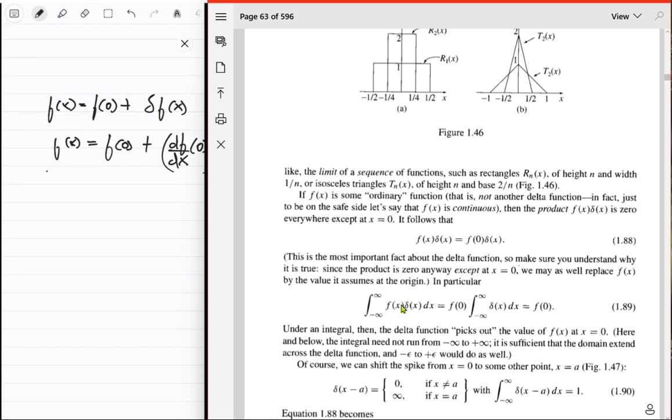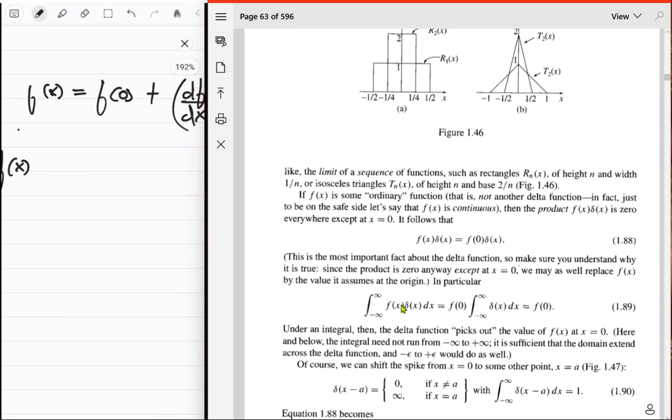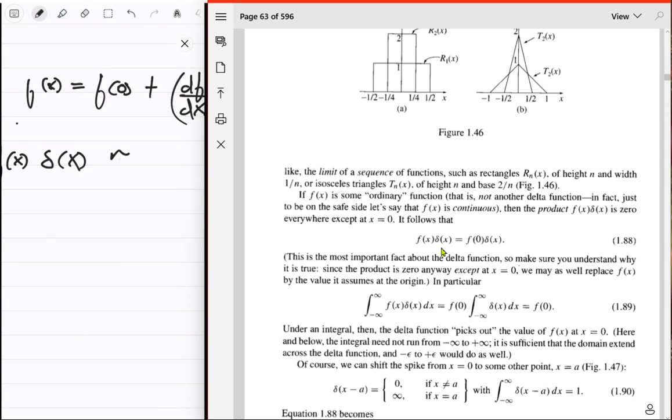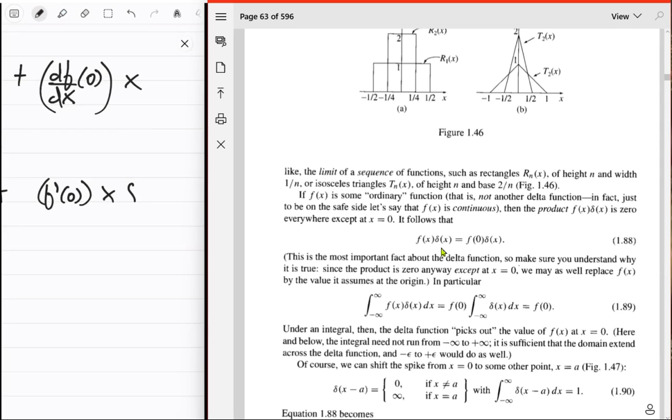So if you do this thing times del of x, the delta function, I think we should not be using this symbol. It's usually used to represent infinitesimal values. In this case, it has a completely different meaning. So just f of x times this function del of x. Don't call it del. Right. So this is approximately equal to f of 0 del of x plus f dash of 0 times x del of x.